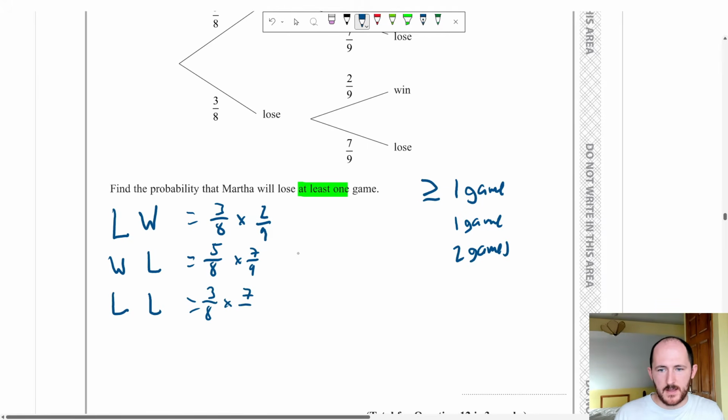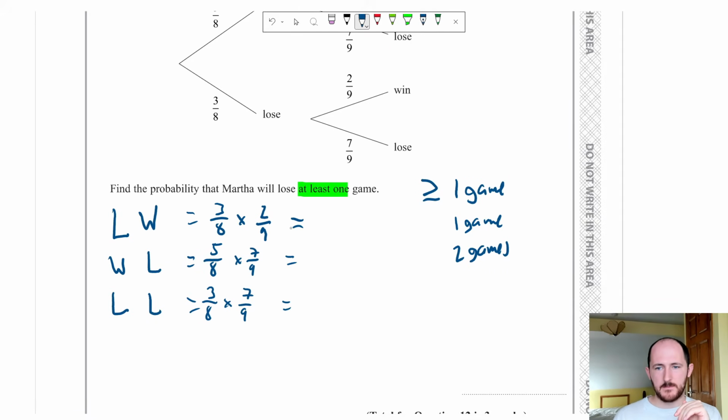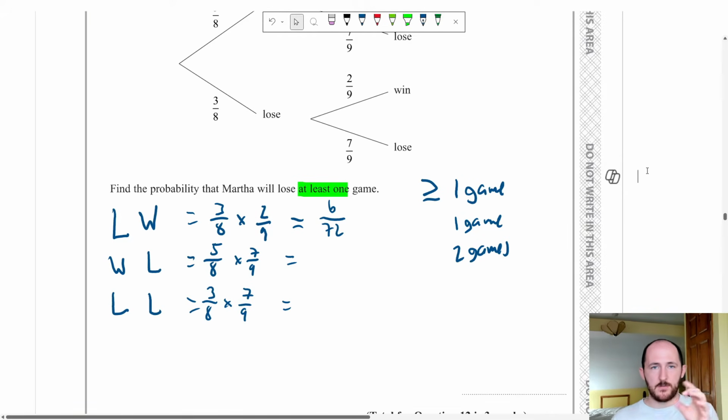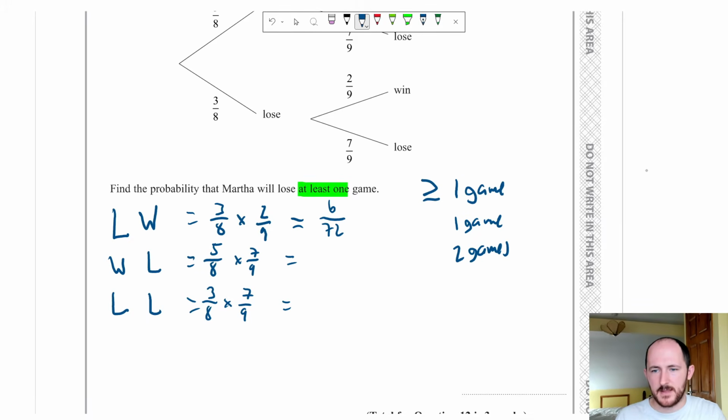We're not done yet. Now, again, just from the mark scheme, for one correct product, so for any of these, we get 1 mark. Now, for the next mark, we need to do a full method, in air quotes, which means we need to work these out and then do something with them. So 3 times 2 is 6, 9 times 8 is 72. I'm not going to simplify, because if you notice, all of our denominators are 72. So if we keep them all 72, it makes our life a bit easier. 5 times 7 is 35. And then 3 times 7 is 21.